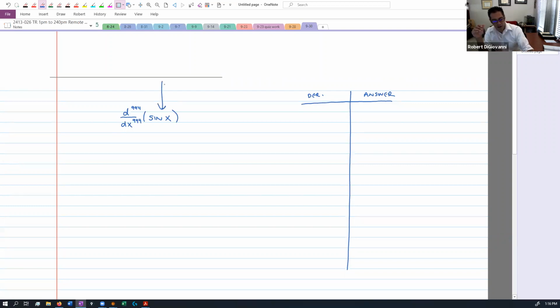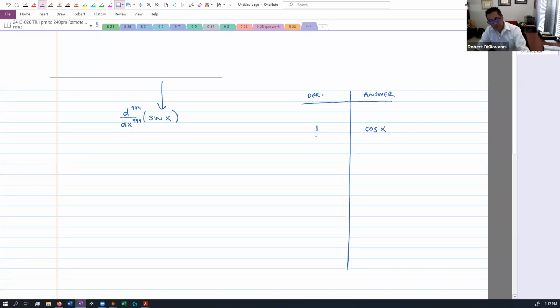Remember, our function is sine. So if I take the first derivative, that's what I mean by 1 here. If I take the first derivative, what is the derivative of sine of x? Cosine. That's it, just cosine, right?